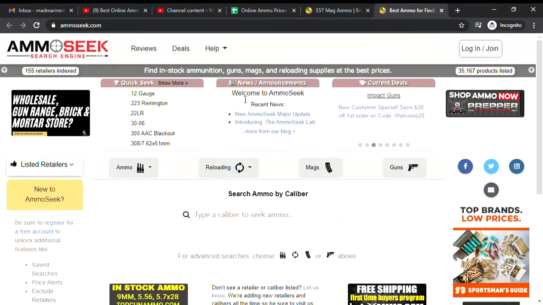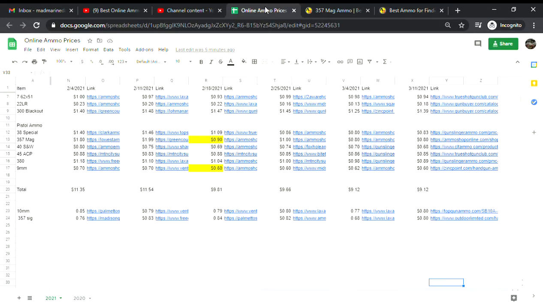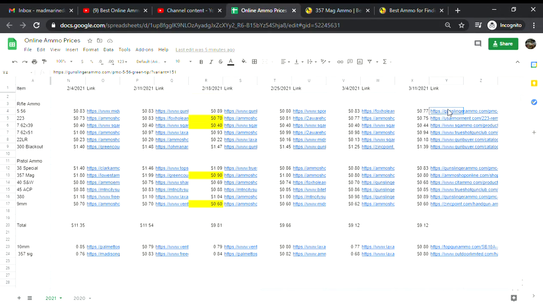All right, let's jump into the top six pistol and rifle calibers. So we're going to go ahead and look at 5.56. 5.56 is 77 cents a shot. Definitely down a few cents from last week, 6 cents a shot down from last week. 223 is down 2 cents at 75 cents a shot.